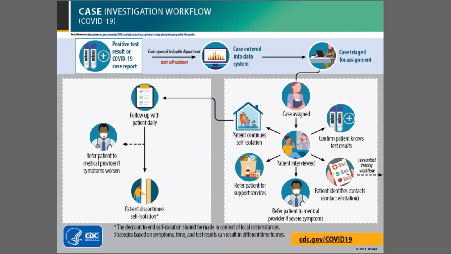This is basically step 3 in itself right here, right? Patient identifies contacts, refer patient to medical if they have severe symptoms, refer patient to support services if they need them. Patient continues to self-isolate. Then, after that initial, this is like step 3, step 4 over here, we're going to follow up with the patient daily. If any symptoms worsen or they have those severe symptoms, immediately we're going to refer the patient to the medical provider. And then eventually that case is going to be discontinued when they can end self-isolation based on the criteria we just talked about.